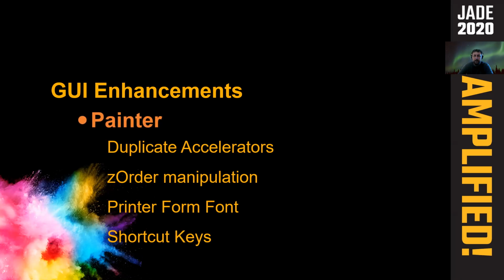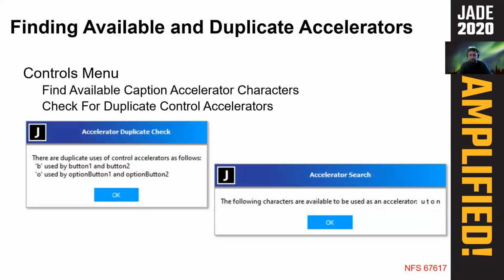Next up, a few Painter enhancements. The controls menu in the JADE Painter now provides a few new menu items, 2 of which are find available caption accelerated characters, and this displays the characters in the selected control caption that are available to be used as a unique accelerator, and check for duplicate control accelerators. And this lists each duplicate accelerator and the controls that use it in the full hierarchy of the selected form.